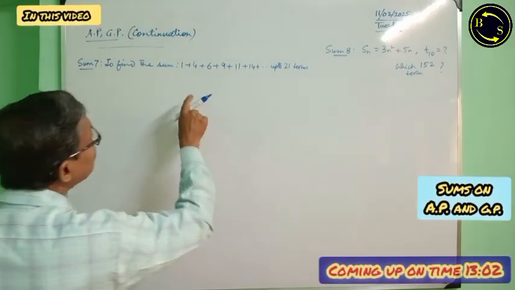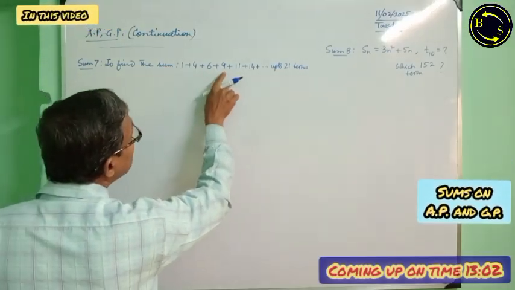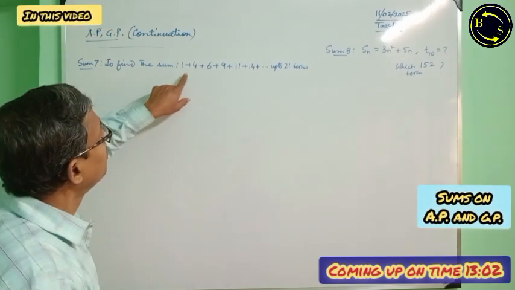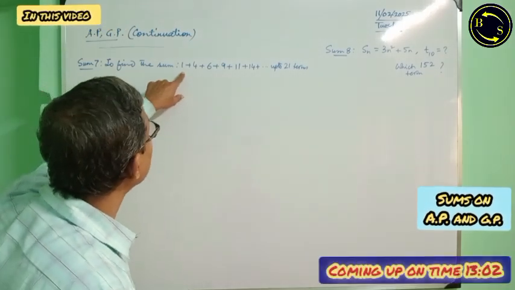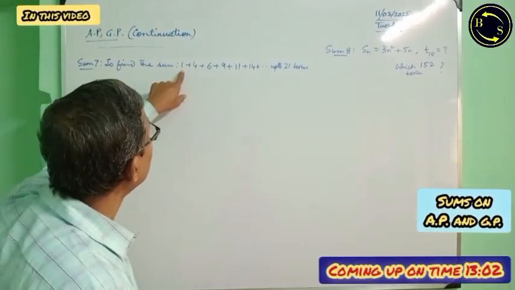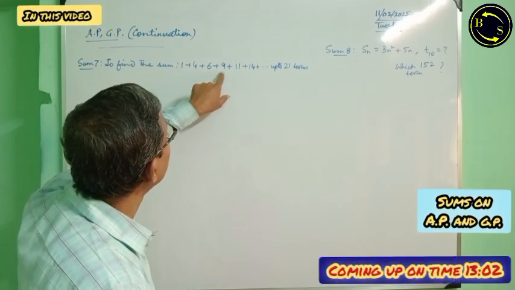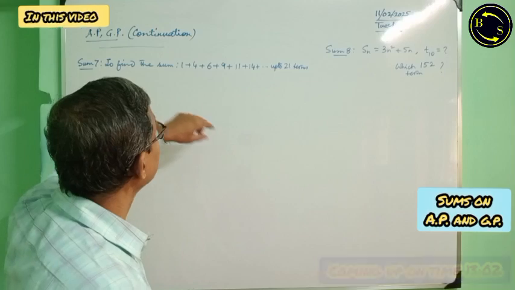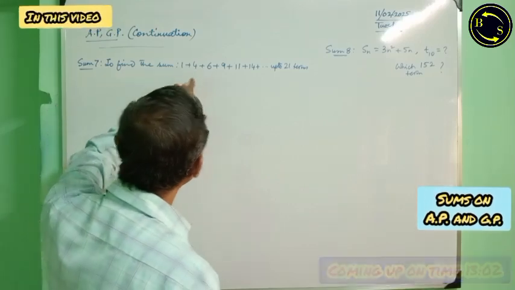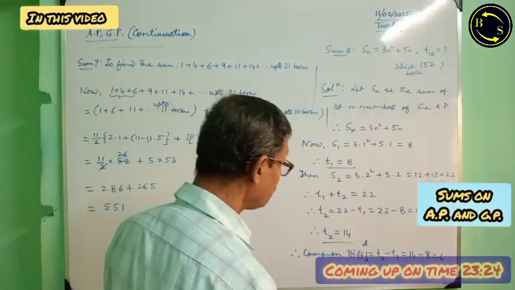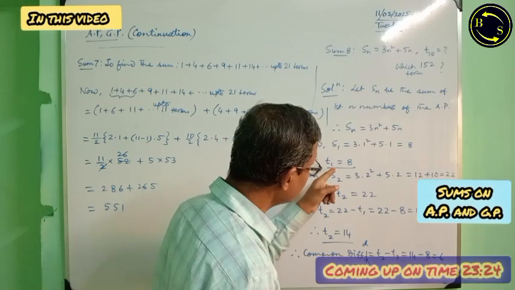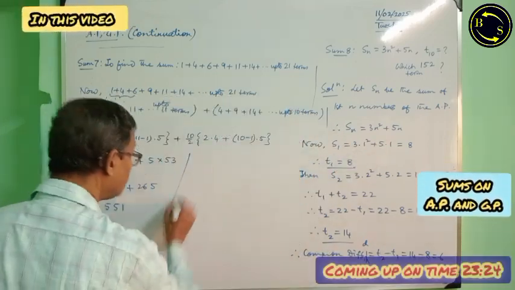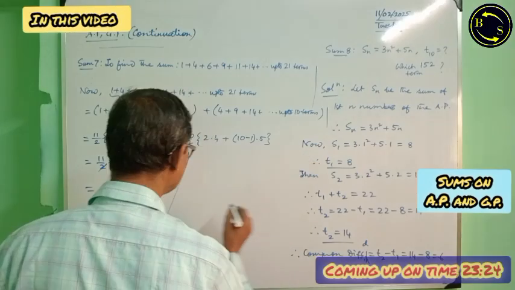First we note 1, 4, 6, 9, 11, 14, etc. If you carefully note that 1, 6, 11, these are in an AP. Common difference is 5. Therefore, we have got first term as well as common difference. Therefore, we can find easily the 10th term.